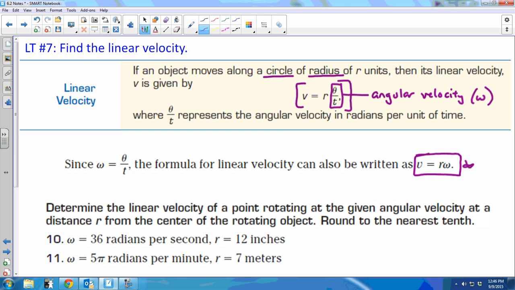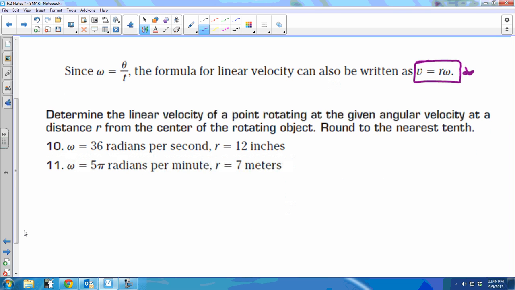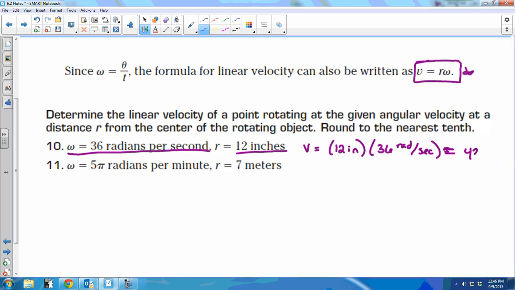Okay? So for these two, to find linear velocity, we have omega is 36 radians per second, and the radius of the circle is 12 inches. So we have 12 inches, 36 radians per second, and 12 times 36 is 432. This will be in inches per second, as linear velocity is giving you an actual distance in the amount of time. Questions about where I got 432?